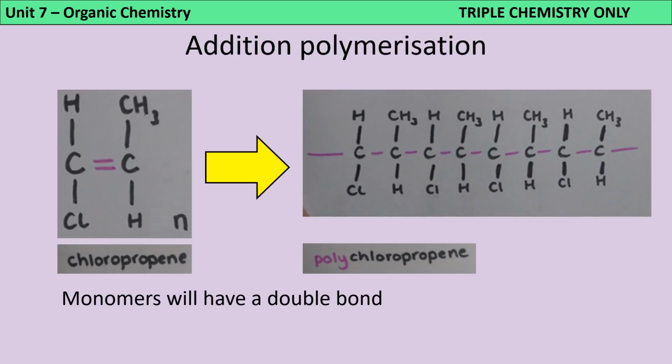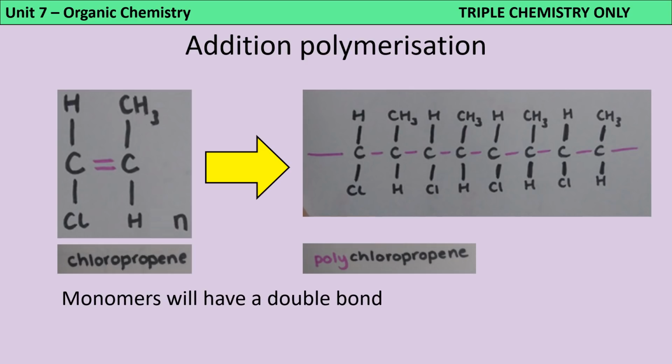You've already briefly met polymers in Unit 2, and here in Unit 7 we flesh this out with a little bit more detail. Alkenes and other similar molecules which contain a carbon-carbon double bond are able to react together to form what we call addition polymers. These are named in the usual way by putting poly in front of the name of the monomer. So for instance, here is chloropropene, and so the polymer is called polychloropropene.